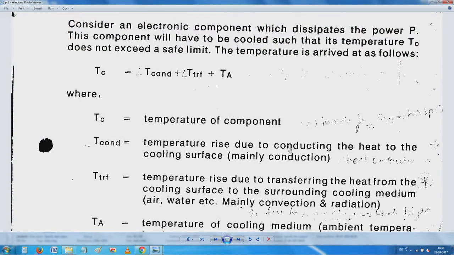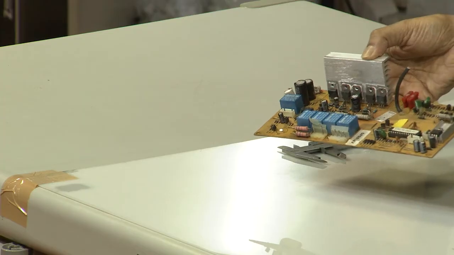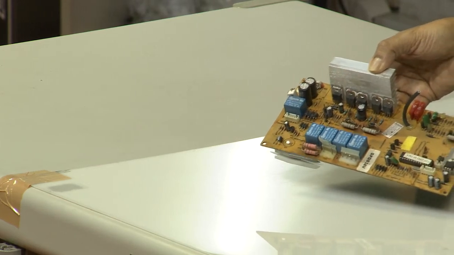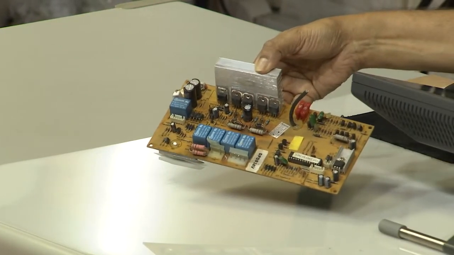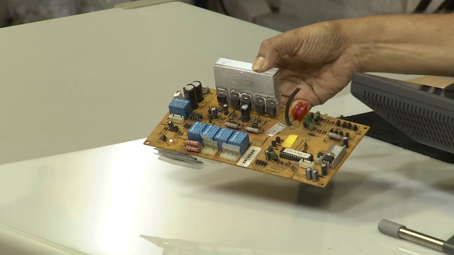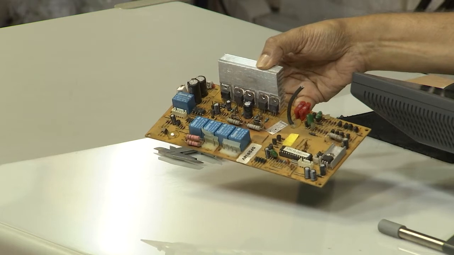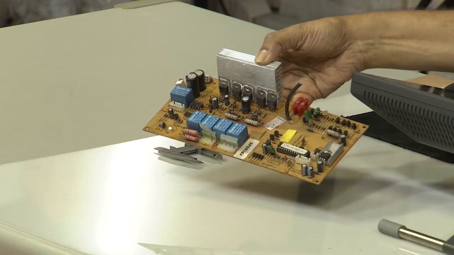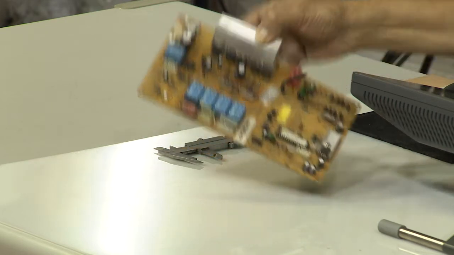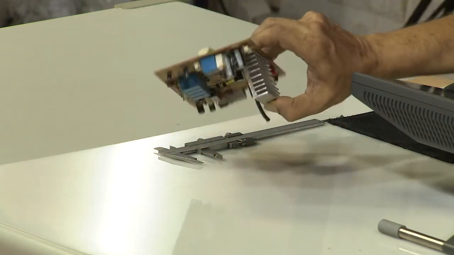One is the temperature rise due to conducting the heat to the cooling surface. And then at the back, can you see what I am holding with my thumb? You have that aluminum heat spreader, and then you have five power devices. So the very first fundamental thing is the conduction between the power devices and the heat spreader that we have here.